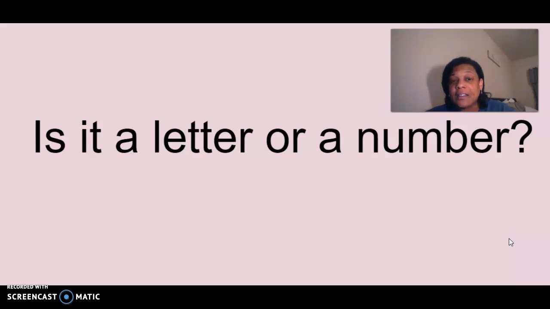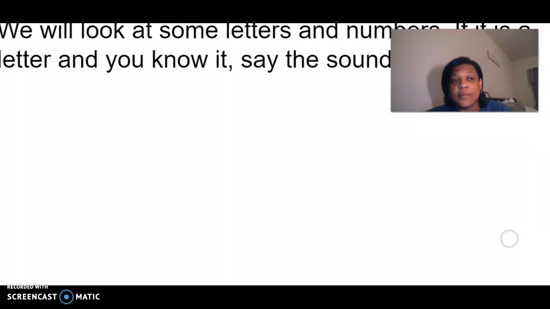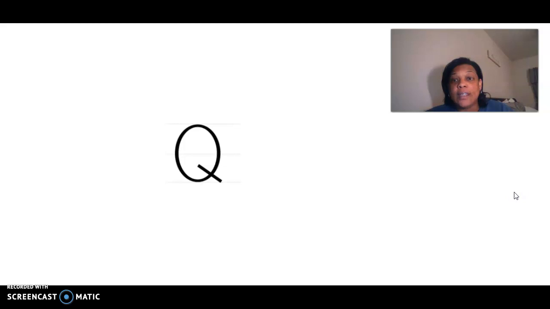Today we're going to look at letters and numbers. Our game today will be, is it a letter or a number? We'll look at some letters and numbers. If it's a letter and you know it, tell me the sound. What is it? Is it a letter or is it a number?